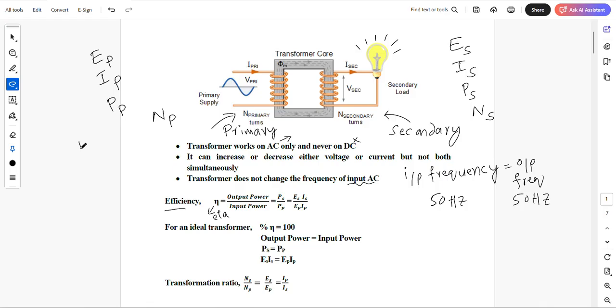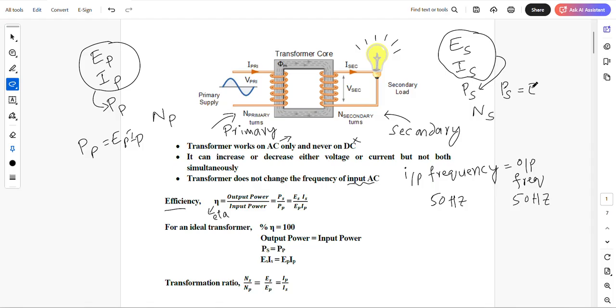Primary power is given by EP into IP. The product of EP and IP gives PP. Similarly, the product of ES and IS gives PS. PS is nothing but ES into IS. Now what is efficiency? Output power by input power, PS by PP, which is ES IS divided by EP IP.